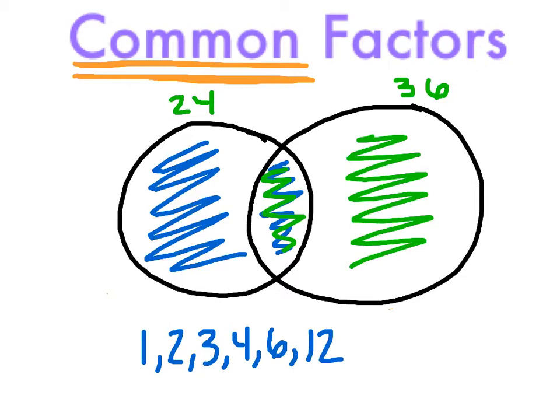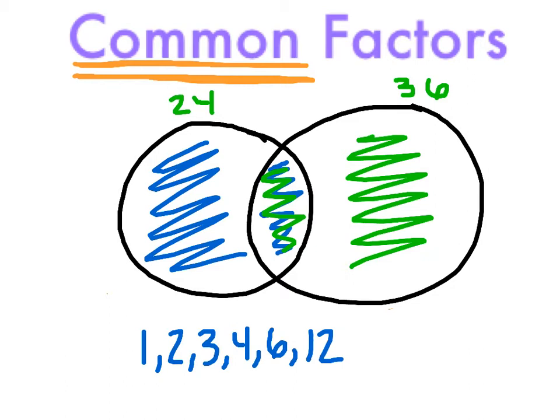Okay, so let me erase that so I can fill it in real quick. Okay, so again we have our little T-charts out to the left and to the right for the factors of 24. I also have my common factors listed at the bottom, 1, 2, 3, 4, 6, and 12. What I can do now is I can fill in my Venn diagram. Okay, I'm going to do that here.